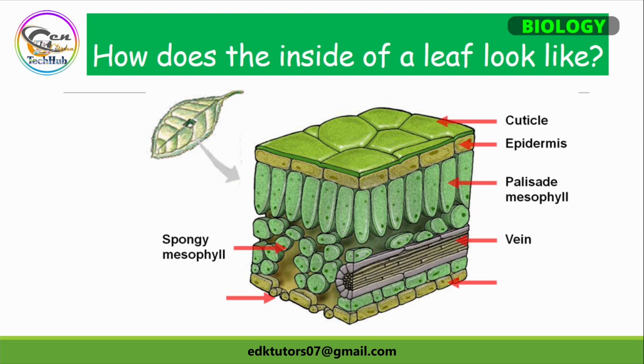On this lower surface, we have the openings. We refer to them as the stomata. And there are special cells around the stomata. We refer to them as the guard cells. They are the guard cells that control the opening and closing of the stomata. Let's move to the next part of the leaf.